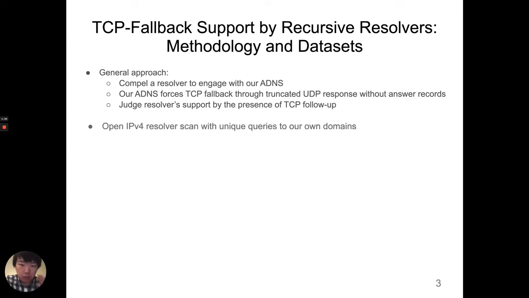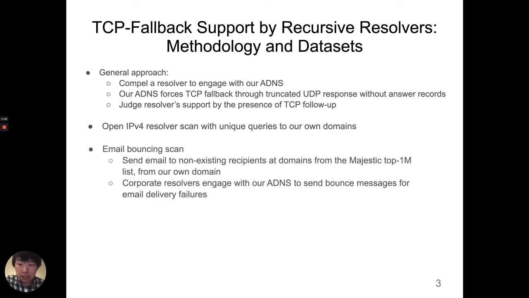We have 4 datasets. The first one, an open IPv4 resolver scan with unique queries to our own domains. The second one, we use bouncing messages in SMTP protocol. So our scanners send email to non-existing recipients at the domains from the Majestic top 1 million list from our own domain. Those mail servers won't be able to deliver this email, and we can expect bouncing messages for delivery failures. And those mail servers, we're going to query our MX records, and our ADNS, we're going to force TCP fallback in MX resolutions.